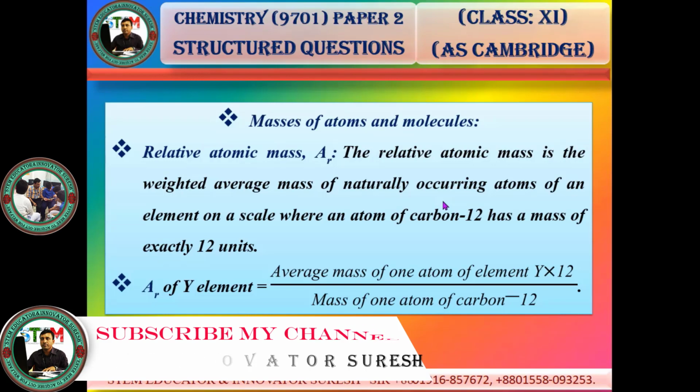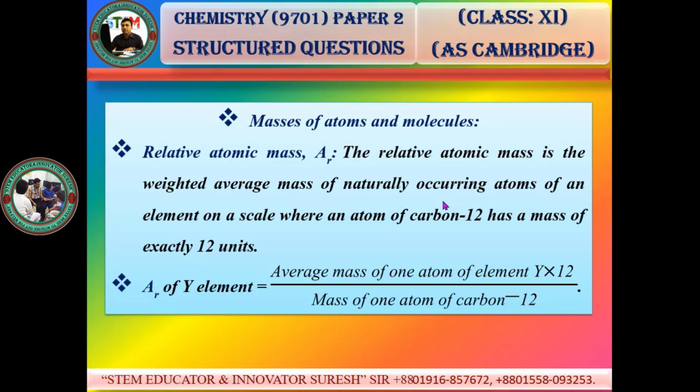In equation, mathematically we can present this relative atomic mass Ar of an element Y. Suppose it is equal to the average mass of one atom of element Y multiplied by 12, divided by the mass of one atom of carbon-12 isotope.